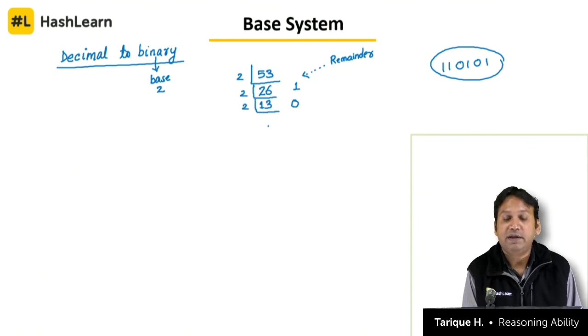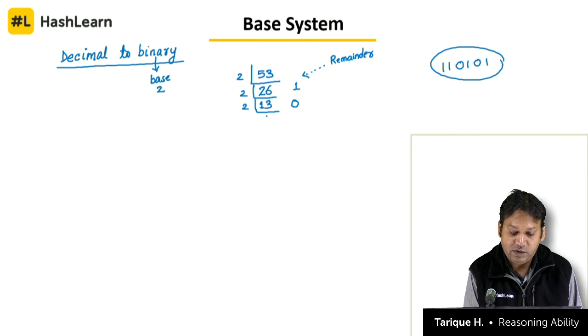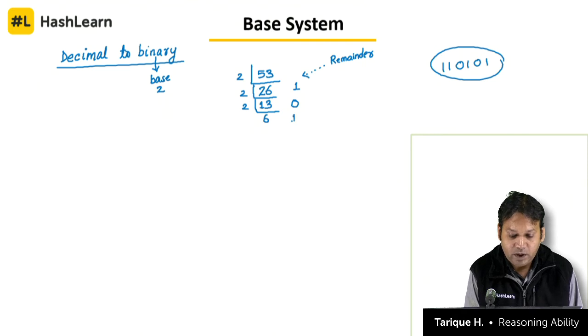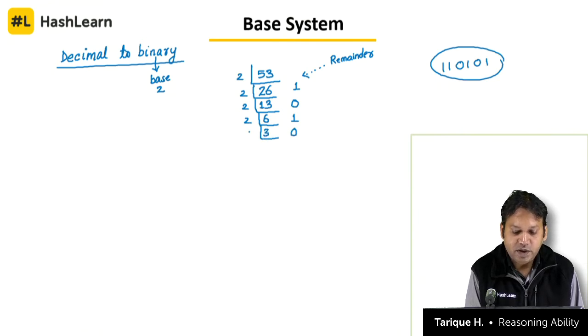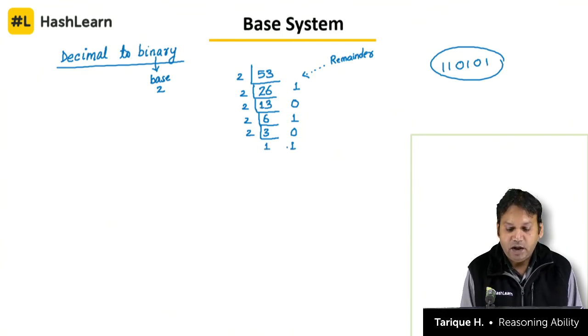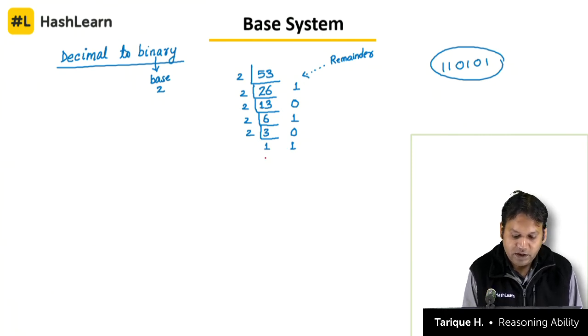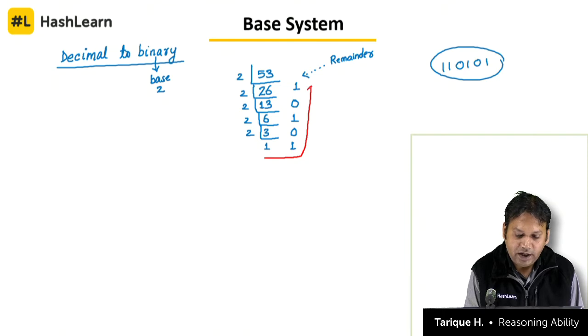Alright. Now next we divide 13 by 2. Can you divide 13 by 2 completely? No, you cannot. You can divide it a maximum of 6 times. So what is 2 into 6? 12. What is the remainder? 1. Please understand how we are doing it. Now next, 2 can divide 6 completely, so the remainder is 0. Then 2 can divide 3 once, because 2 into 1 is 2 and the remainder is 1.